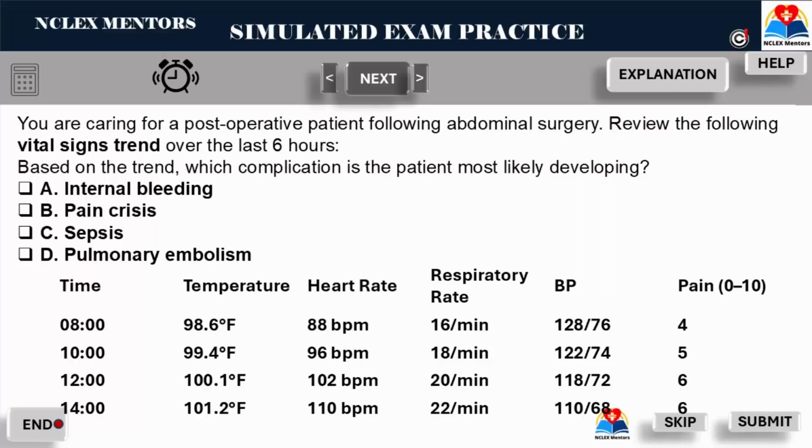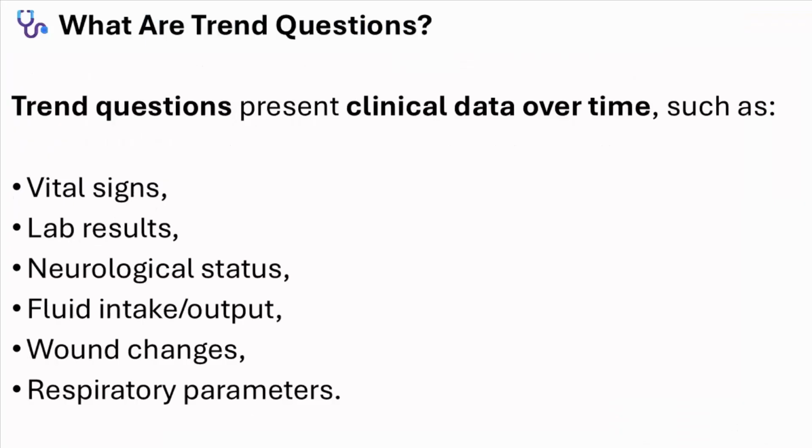All right, listen up. You're going to come across some NCLEX questions where they don't just give you a snapshot of what's happening, they show you how things are changing over time. These are called trend questions. Now, why do these matter? Because in real-life nursing, you don't just walk into a room, take one look at the vitals, and decide everything. You watch things hour by hour, shift by shift. That's what the test is simulating.